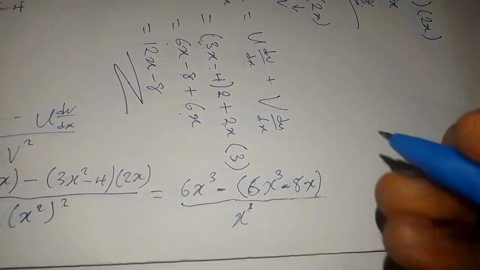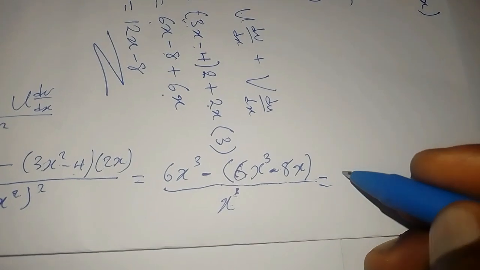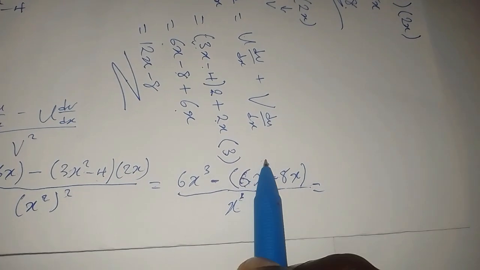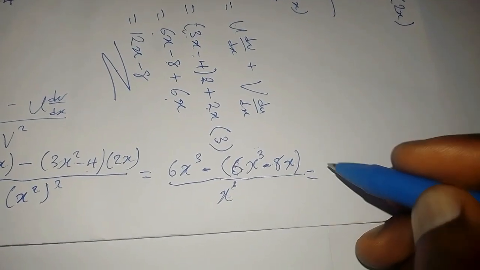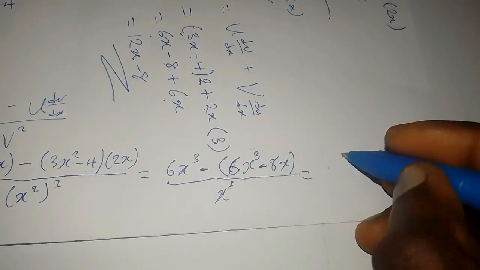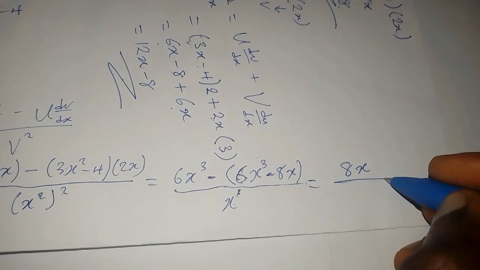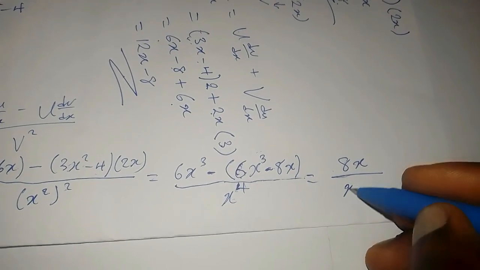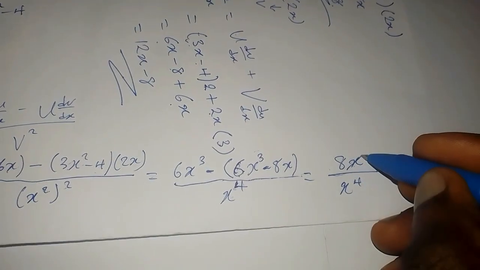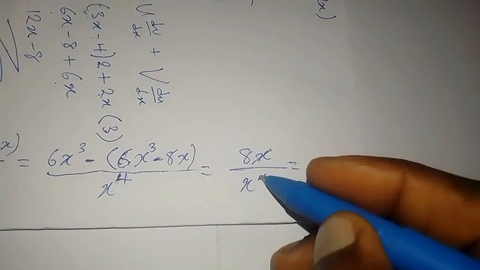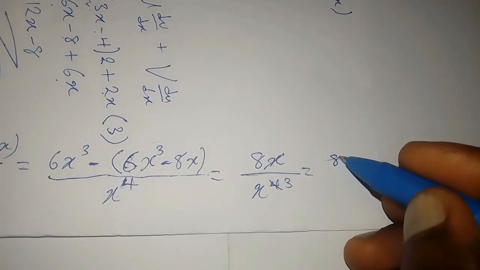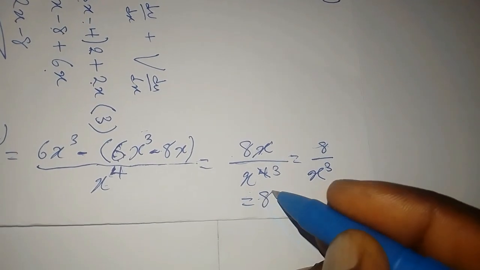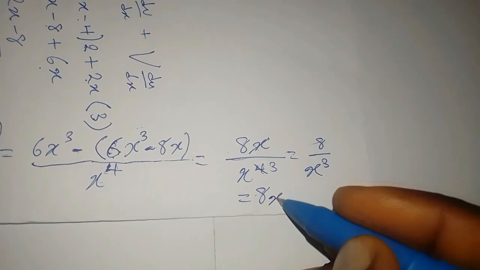In this thing from here, we can say that is then equal to 6x cubed minus 6x cubed, that's 0, so that one has gone. Minus times minus is plus, that's 8x divided by x raised to power 4, and then that's equal to, x in this place is 3 places, that's 8 divided by x raised to power 3, which is the same thing as 8x raised to power minus 3.